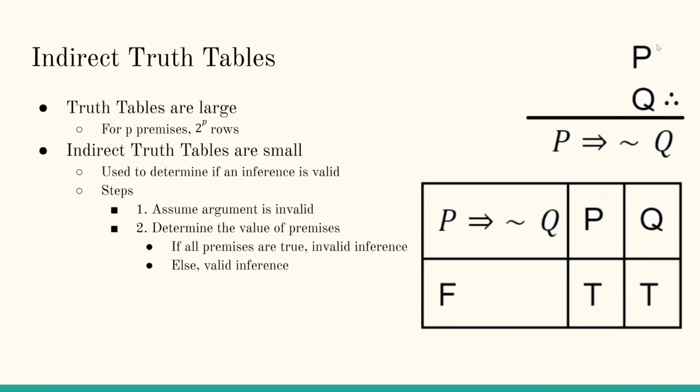We can use truth tables to determine if an inference is valid. However, if we attempt to fill out the entire truth table, we would run into computational complexity problems with too many premises. This is because for P premises, there are 2 to the P rows of our truth table. If we suppose the conclusion is false, and we determine all premises can be true at the same time without a contradiction, the inference is invalid.